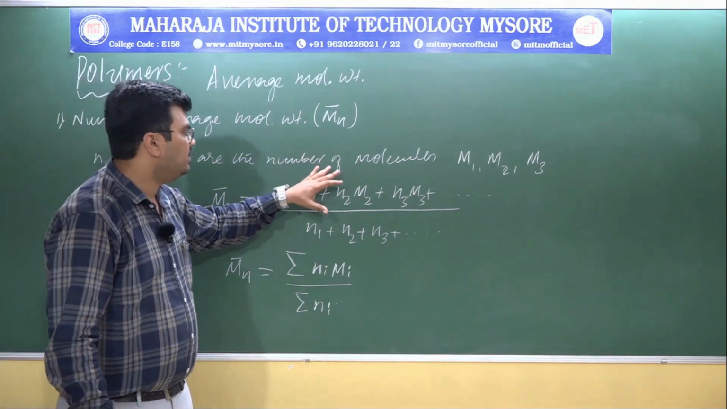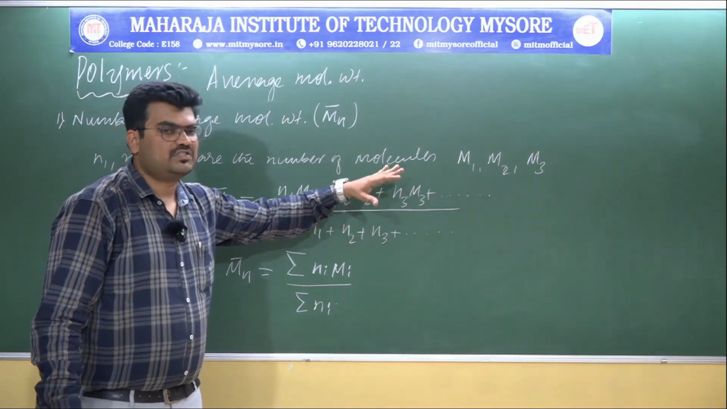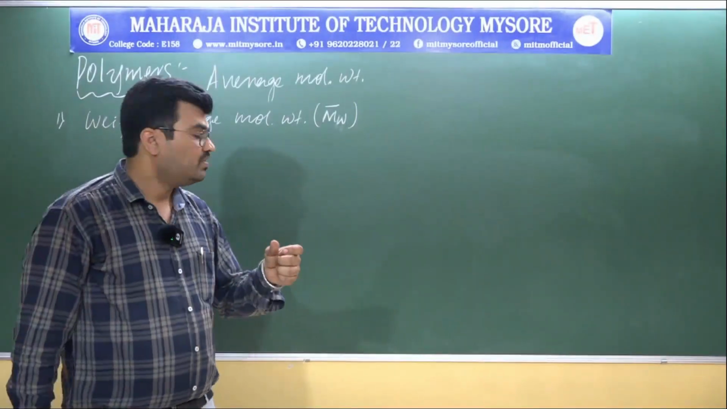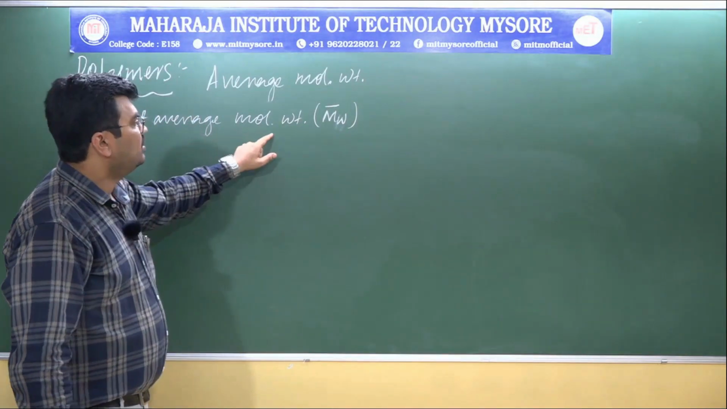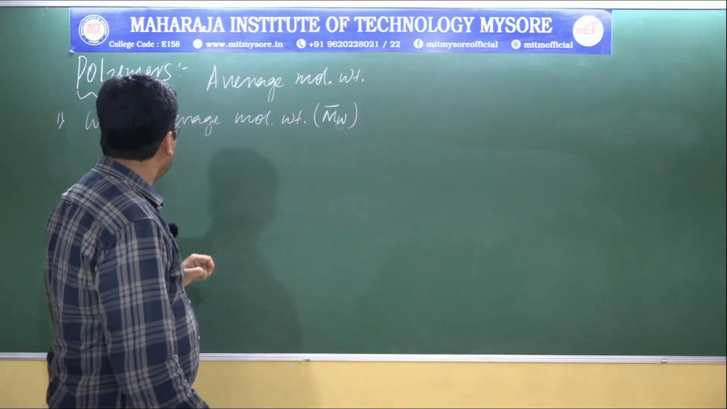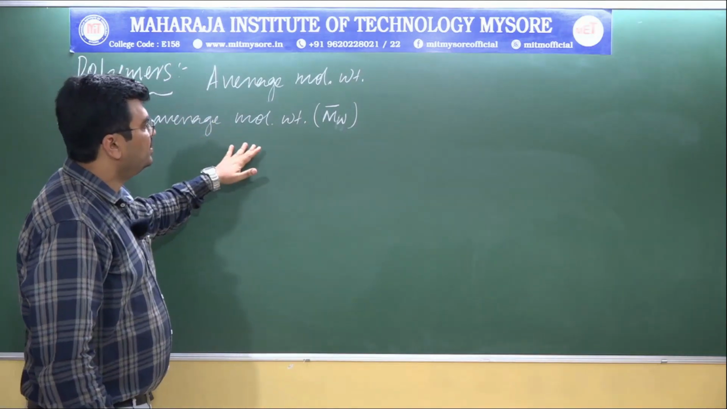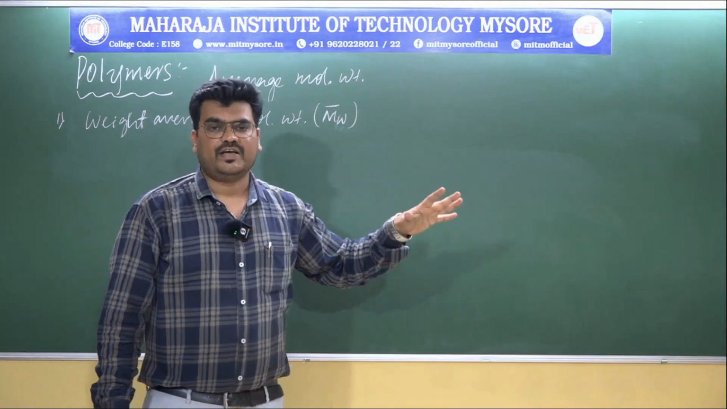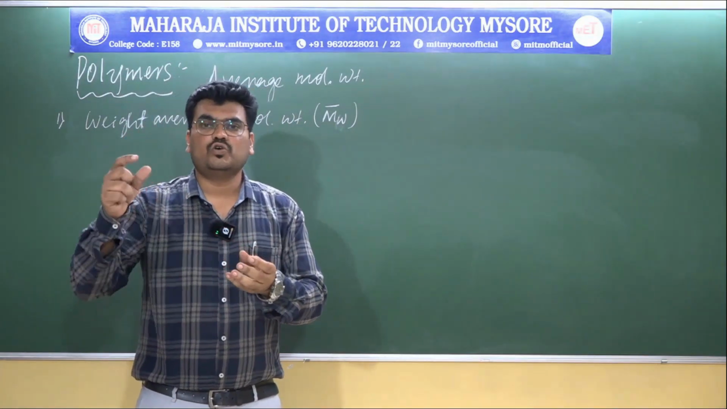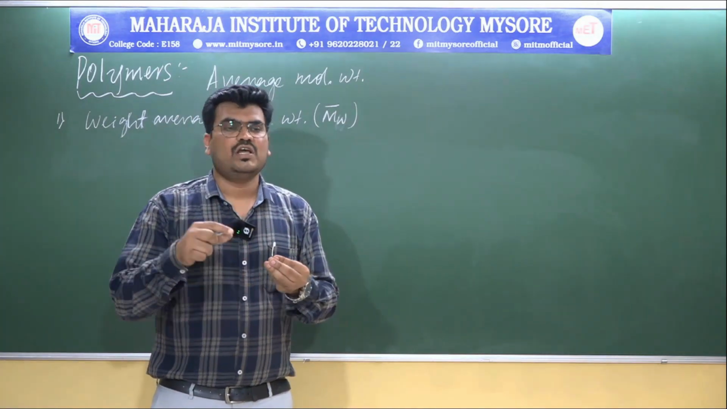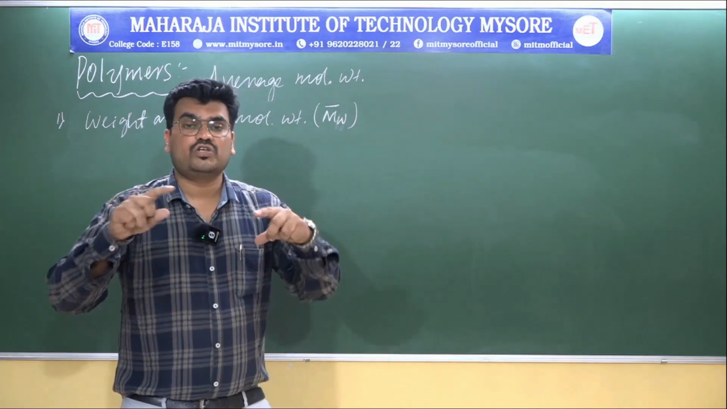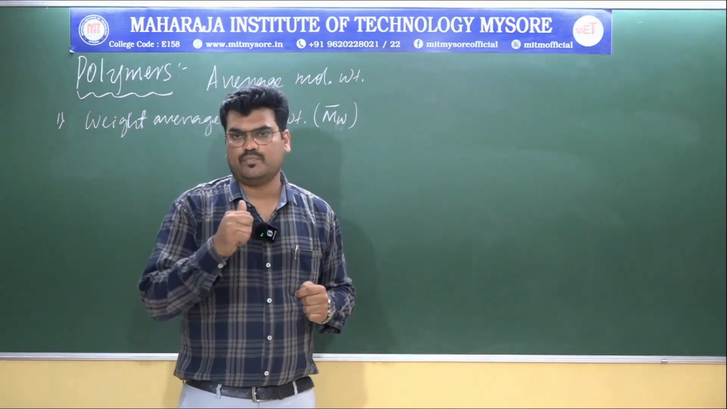It is the mass obtained when total mass of all the molecules of the sample is divided by the total number of molecules. And the next method is weight average molecular weight, designated as MW bar. This weight average molecular weight of the polymers can be defined as the mass obtained when the sum of the products of the total mass of a group of molecules and their respective molecular masses is divided by the total mass of all the molecules of the sample.